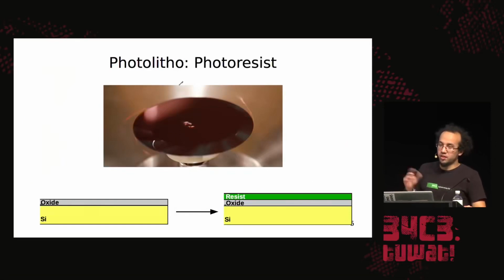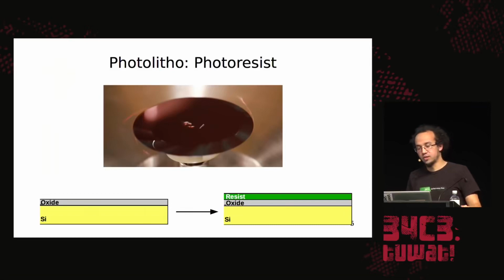So let's look at the equipment and the steps in detail which make up photolithography. First thing is you coat your wafer, and that works by placing the wafer into the spin coater.